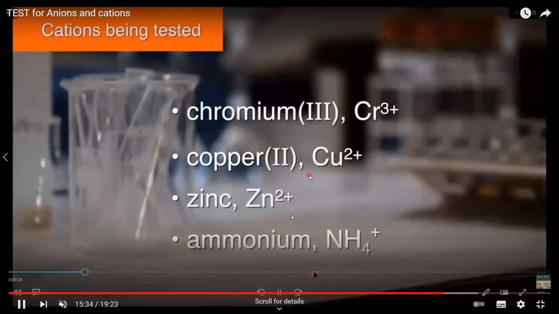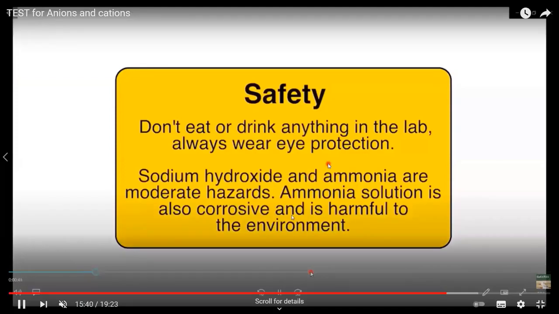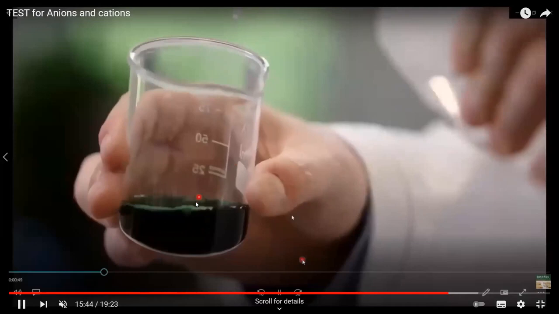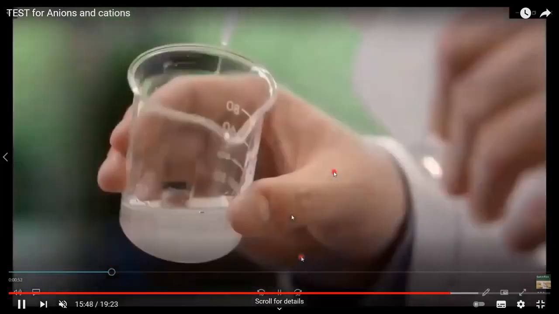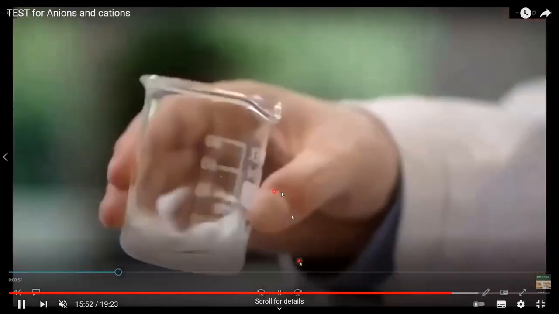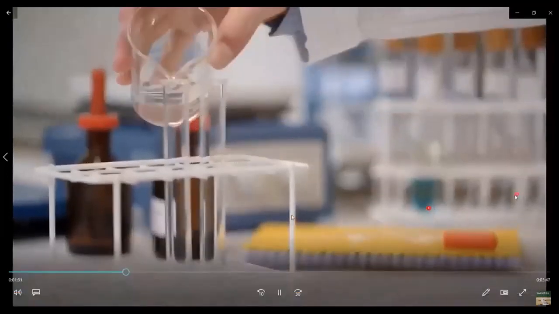Chromium, copper, zinc or aluminum. Chromium is there, copper is there, zinc and ammonium. So this is a colored solution. Originally the solution is colored, so this confirms an idea that there should be a transition element. But this salt solution is a clear solution, so it means there is no transition element, a non-transition element.